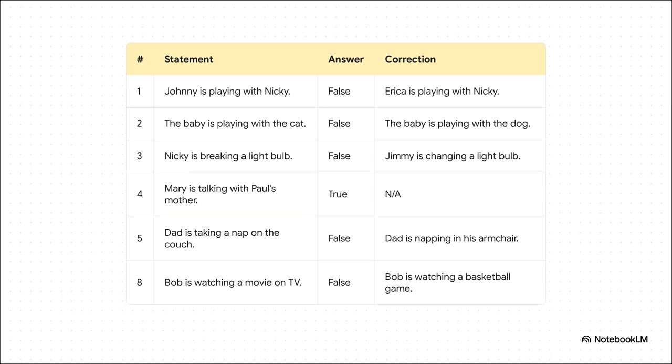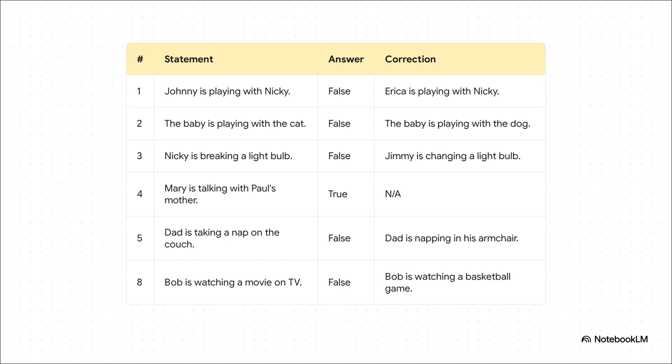Now for the second part of this listening exercise, the true or false section. I'm going to read the statements from track 19. Let's do it. 1. Johnny is playing with Nikki. 2. The baby is playing with the cat. 3. Nikki is breaking a light bulb. 4. Mary is talking with Paul's mother. 5. Dad is taking a nap on the couch.